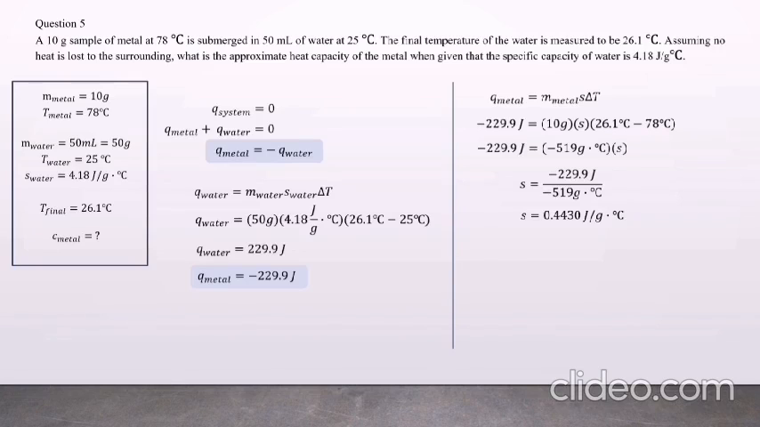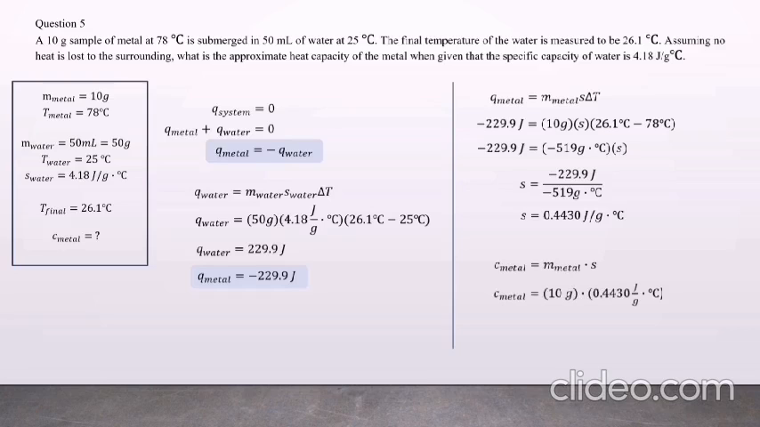However, we are asked to find the approximate heat capacity of the metal, so this is not the final answer for question 5. For the heat capacity, we can use this equation: C is equal to Ms, which is the mass of the metal times the specific heat capacity of the metal.